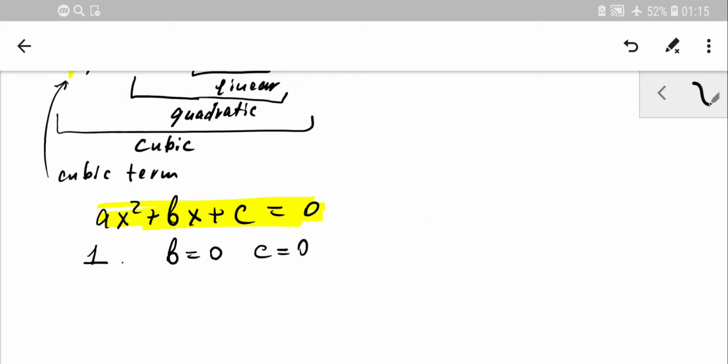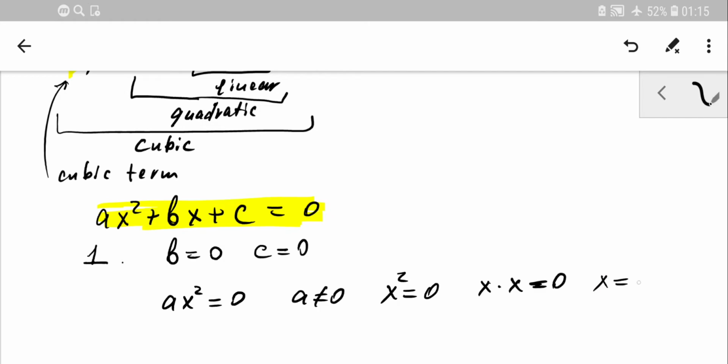Case number 1. In this case, we'll just get ax squared equals 0. If a is not equal to 0, obviously you'll have only one solution, x equals 0. Because we have x squared equals 0, that means x times x is 0, and as you probably remember, that happens only when x is 0. So we have just one solution.